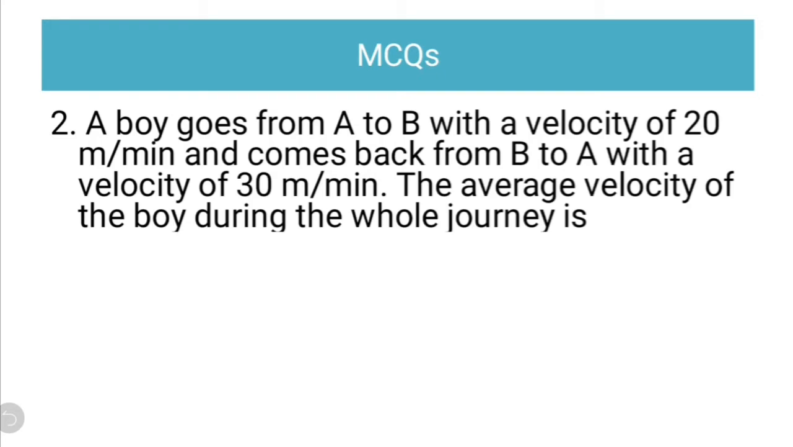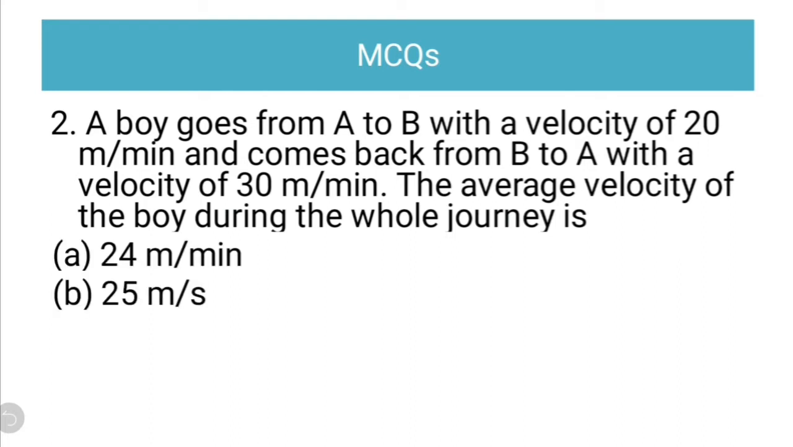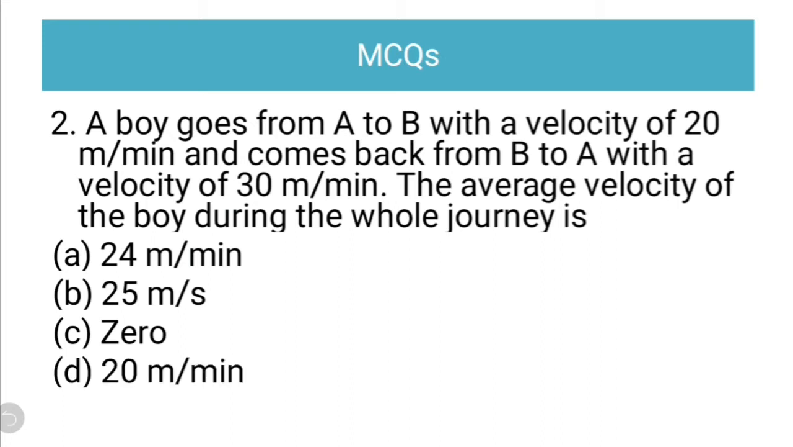Second question. A boy goes from point A to B with the velocity of 20 meters per minute and comes back from B to A with the velocity of 30 meters per minute. The average velocity of the boy during the whole journey is. You have to find average velocity. Okay, so when boy goes from point A to B, his velocity is 20 meters per minute, whereas when he comes back, his velocity is 30 meters per minute. Options are 24 meters per minute, 25 meters per second, 0, and D is 20 meters per minute.